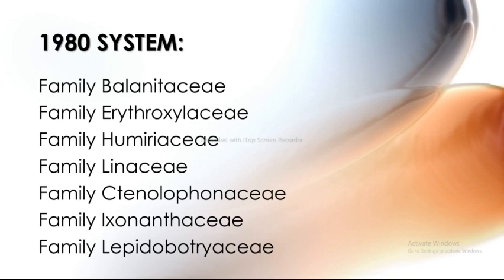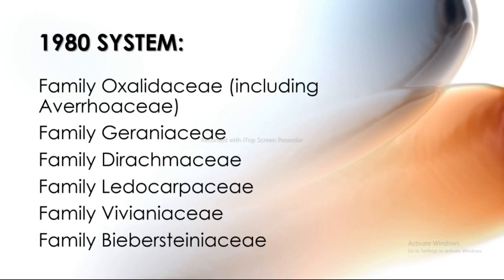Erythroxylaceae, and next is Humiriaceae, and the next is the Linaceae and Ctenolophonaceae, and the next is the Ixonanthaceae. Next is the Lepidobotryaceae. So the next is Oxalidaceae, which is including the Averrhoaceae, and the next is the Geraniaceae and Dirachmaceae. Next is the Ledocarpaceae and Vivianiaceae and Biebersteiniaceae.